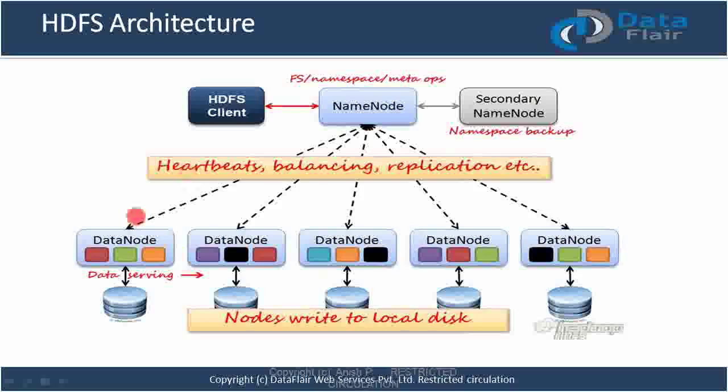Now, the question: what happens if a data node won't send the heartbeat? After a certain amount of time, name node will consider that particular data node as dead. This data node has failed. Name node will consider that automatically. So if it doesn't receive the heartbeat in the given time, name node will think that the data node in question has crashed.